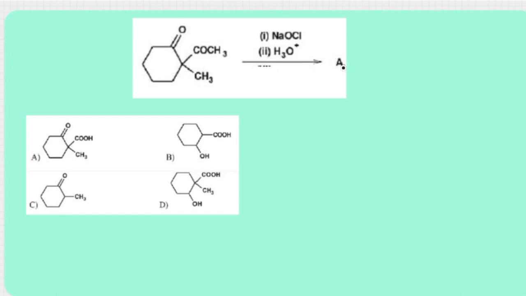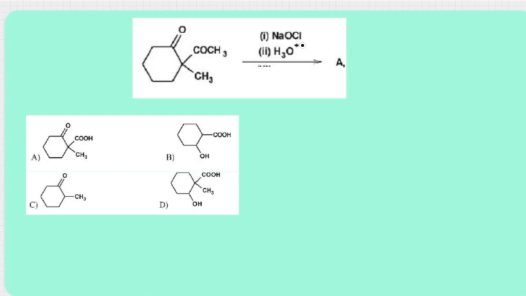Let's find out what is product A for the given reactions. The given molecule is having two ketone functional groups and it is treated with sodium hypochlorite followed by the hydrolysis. So this is sodium hypochlorite.